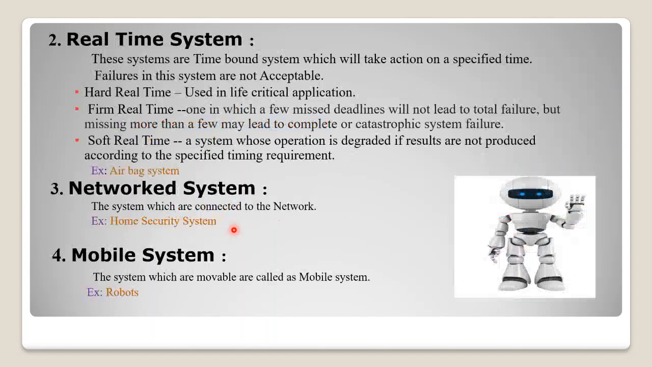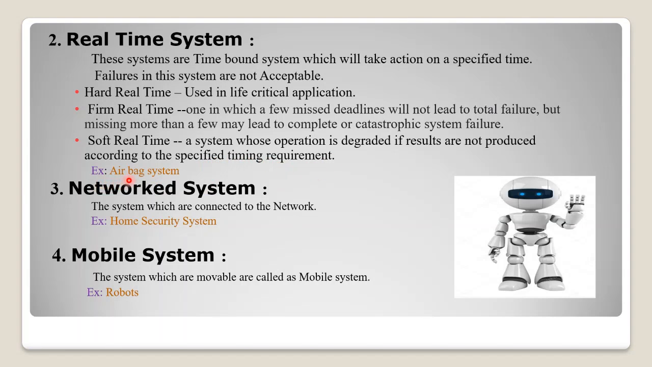Example: Google Cal. Real-time system. These systems are time-bound systems which will take action at a specified time. Failures in this system are not acceptable. Hard real-time is used in live critical applications. Firm real-time, one in which a few missed deadlines will not lead to total failure, but missing more than a few may lead to complete or catastrophic system failure. Soft real-time, the system whose operation is degraded if results are not produced according to the specified timing required.